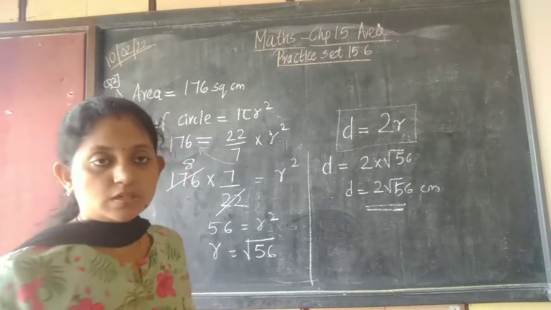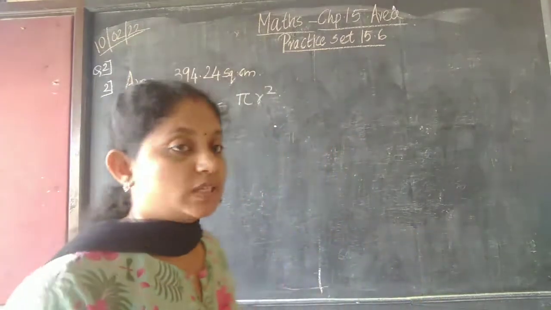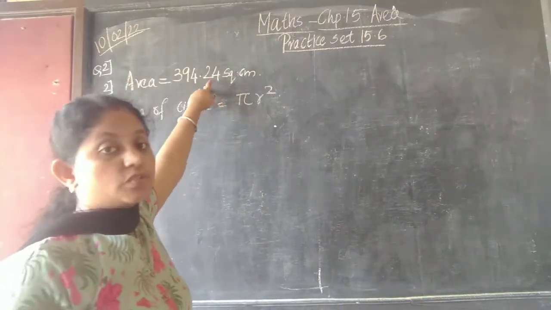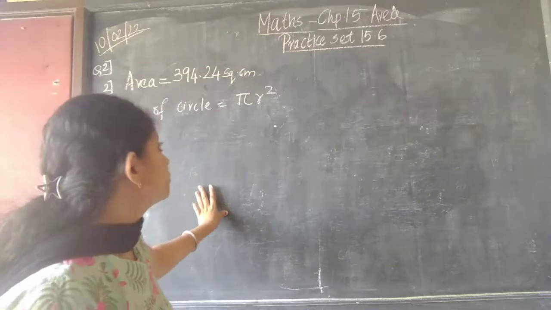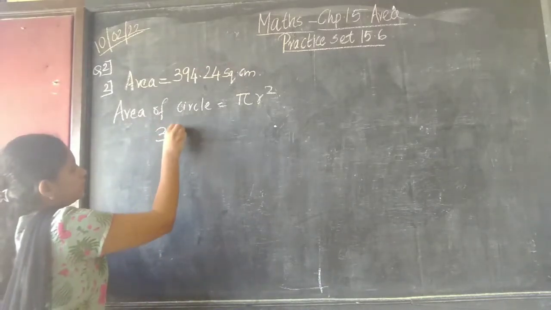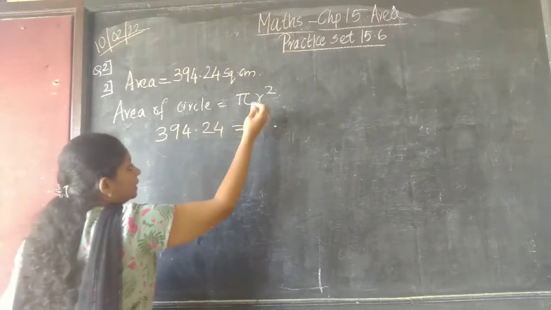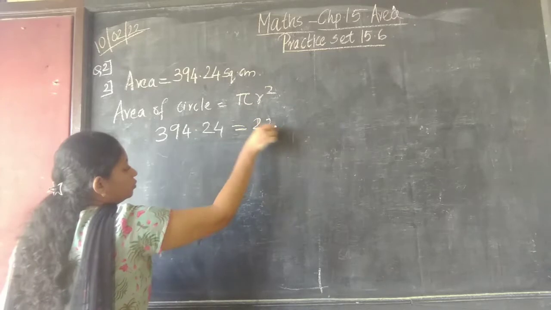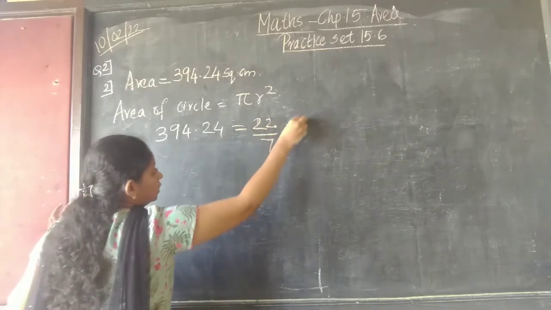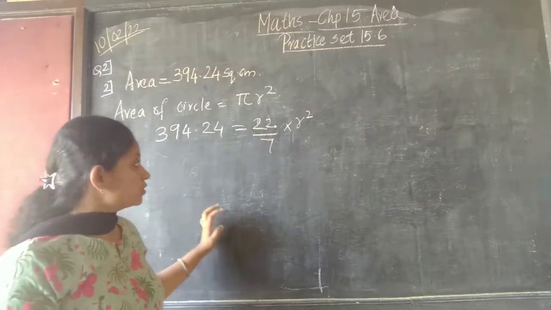Okay. Now we shall do the second one. Now students, the second question is in decimal point, so while calculating you need to be careful enough. Now what is given: area as 394.24 is equal to pi value, you have to substitute 22/7, into r square. Okay. Now what are you supposed to do here?